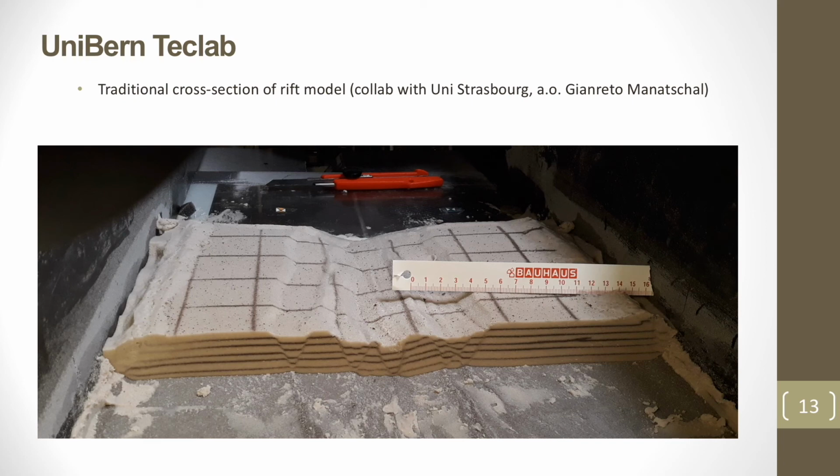But I would like to finish by showing you this traditional cross-section of a recent rift model we did in collaboration with the University of Strasbourg. The idea is that you wet the sand, then you can cut the sand in order to reveal the internal structures. And these can be quite complex, as you can see in this section. And this is actually the way that people normally make their sections. It's quite fun to do, and we're also happy to do this here in Bern.